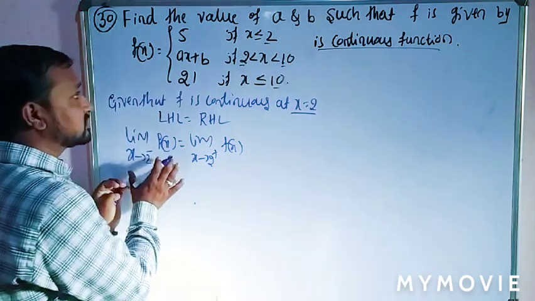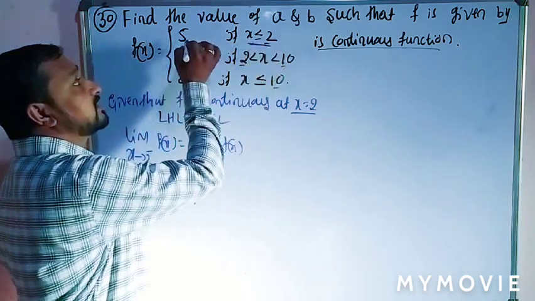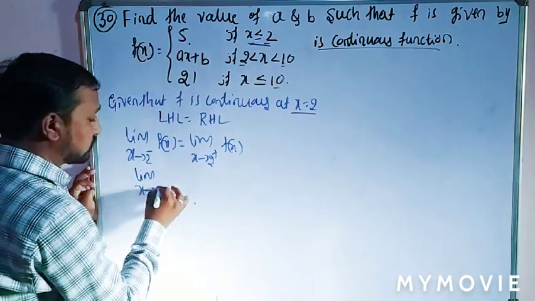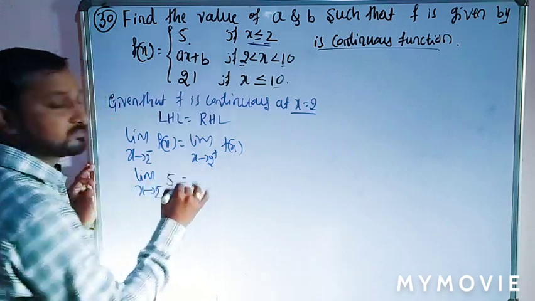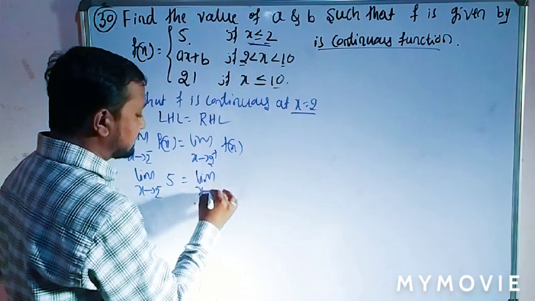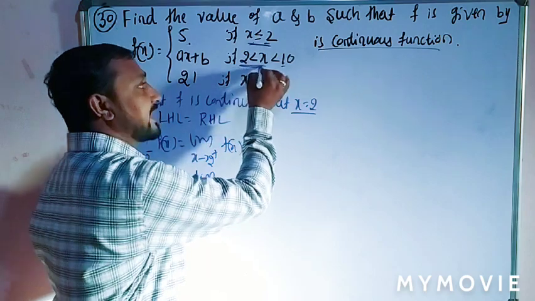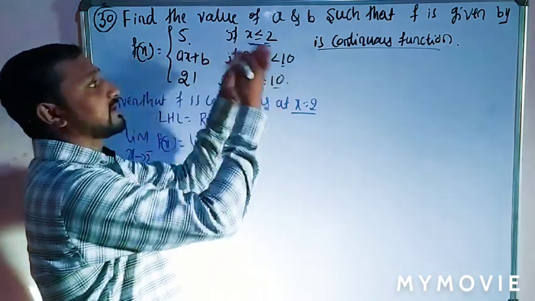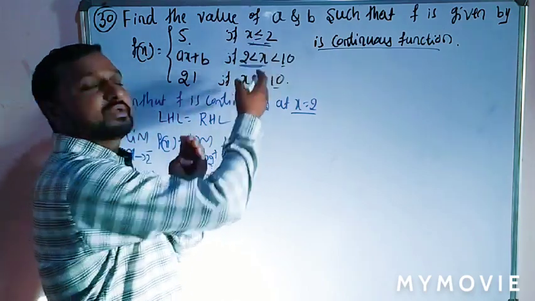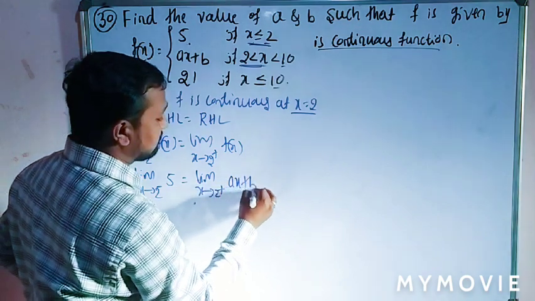Here, what is your left hand limit? The quantity x less than 2 is said to be the left hand limit. We can write limit of x tends to 2 minus f of x is 5. Is that clear? And what is your RHL? Limit of x tends to 2 plus f of x. 2 is less than x is the same as x is greater than 2, both are the same. So the RHL part is ax plus b.